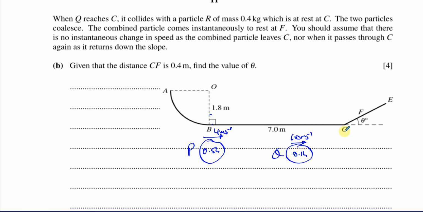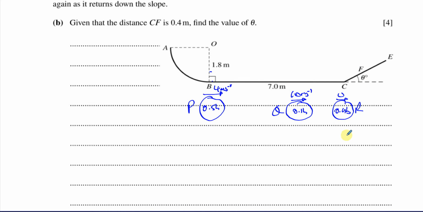Now, when Q reaches C, it collides with particle R. So there's a particle R here, which has a mass of 0.4 kg, which is at rest. The two particles coalesce. The combined particle comes instantaneously to rest at F. You should assume that there is no instantaneous change in speed as the combined particle leaves C, nor when it passes through C as it returns down the slope. Given that the distance CF is 0.4 meters, find the value of theta.